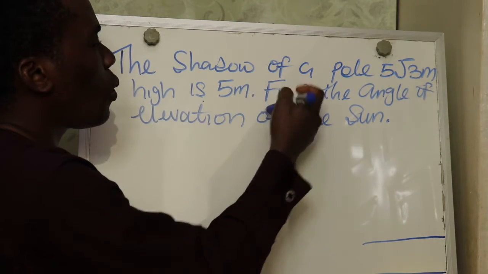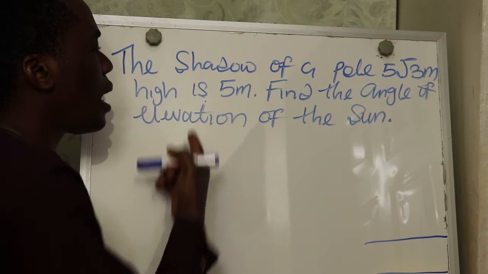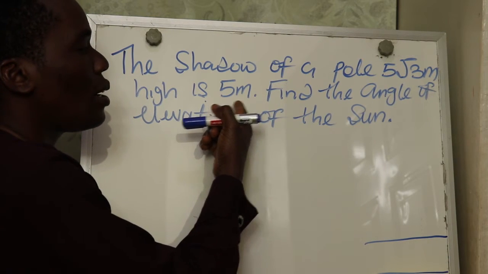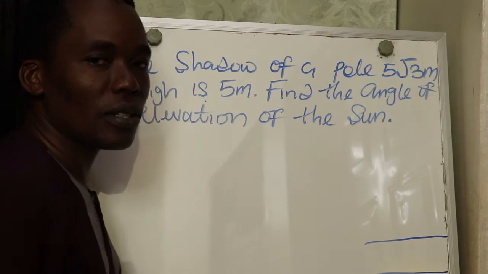The shadow of a pole 5√3 meters high is 5 meters. Find the angle of elevation of the sun.